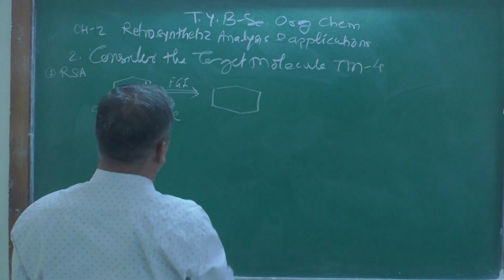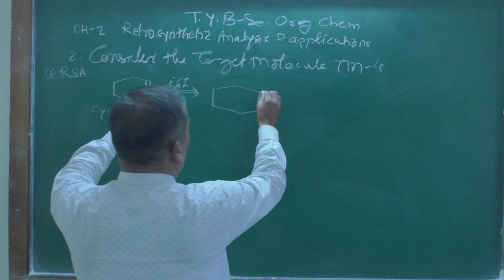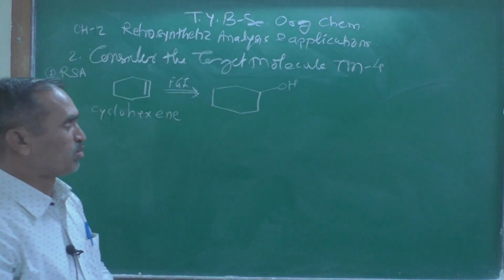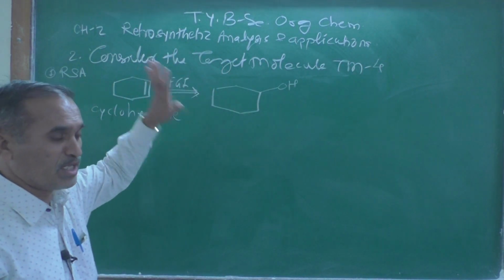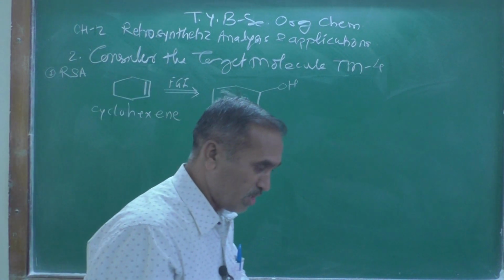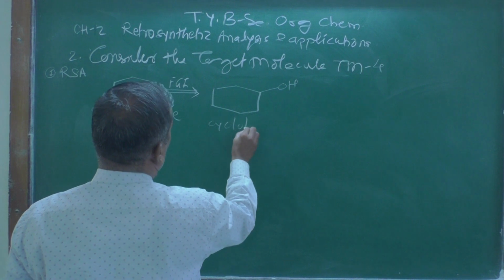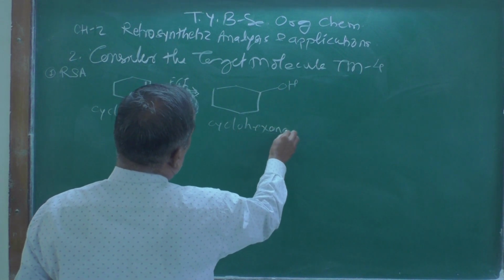disconnection. Now I am putting one of the hydroxy groups over here, right? And as we know, the name of this molecule is an alcohol, that is cyclohexanol we got over here, right? Cyclohexanol.